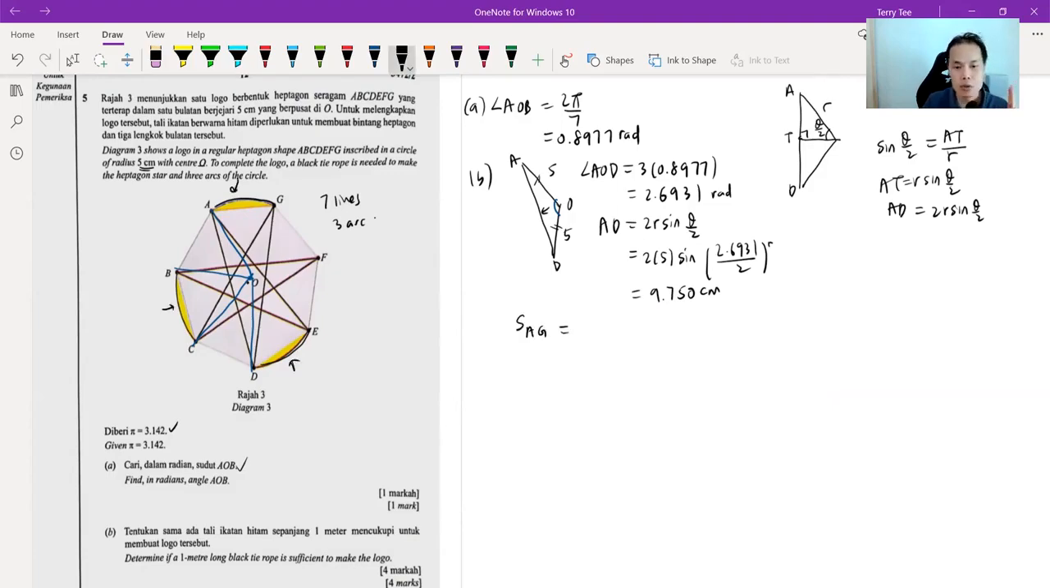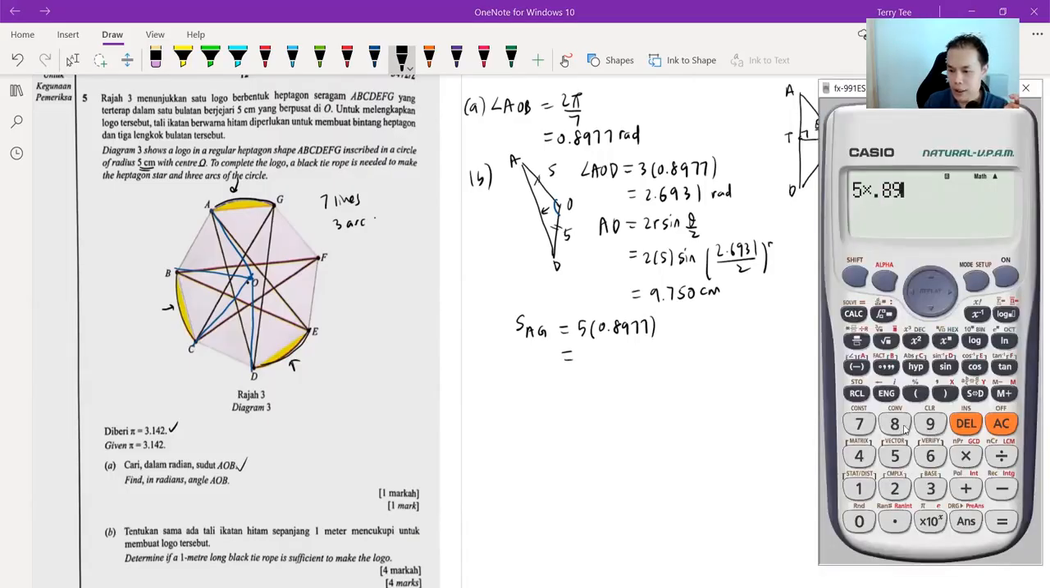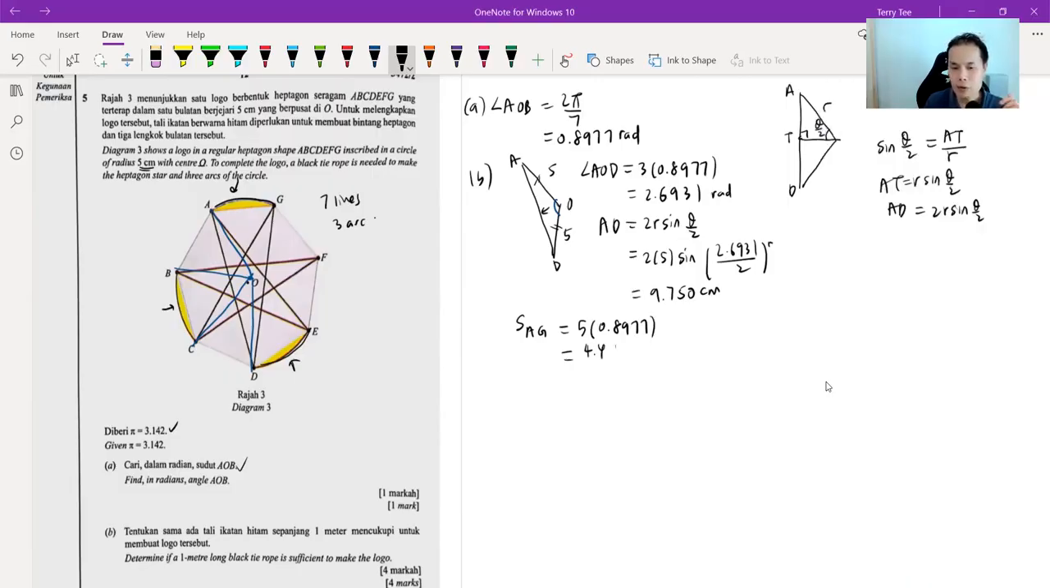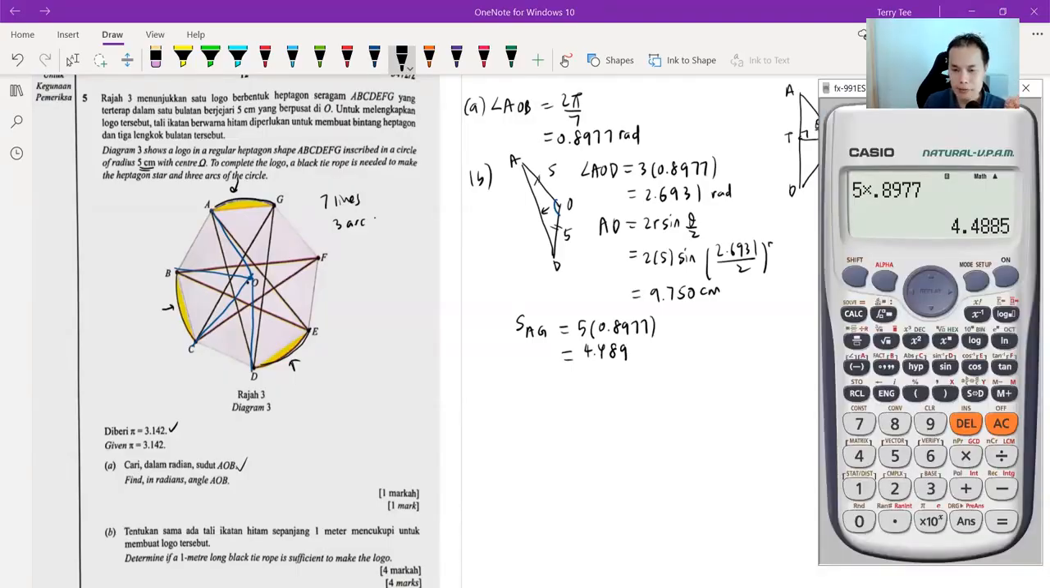All right. So the radius is 5. The angle theta, we already know, is 0.8977. Okay, let's do one by one. 5 times 0.8977 is 4.489. Yeah, 4.489. You want to use more decimal points, okay? So that is the length of arc.